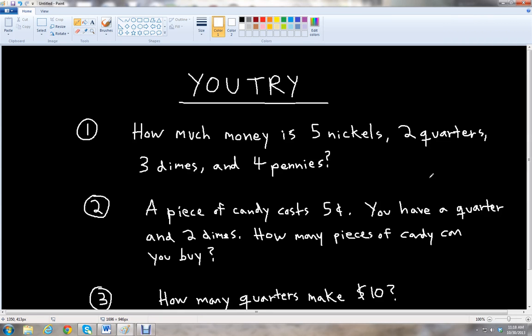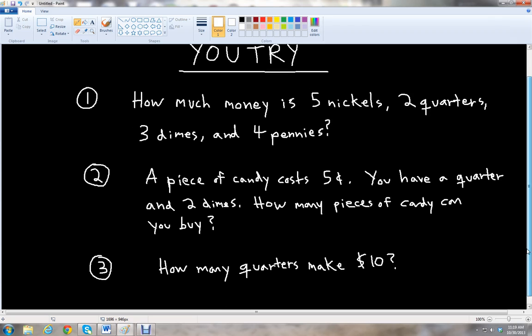The second problem asks, you have a piece of candy in the store. It costs $5, or excuse me, 5 cents. That's an expensive piece of candy, $5. It's actually 5 cents. You have a quarter and 2 dimes. That's how much money you have. How many pieces of candy can you buy at the store? So the piece of candy costs 5 cents. You have 1 quarter and 2 dimes. How many pieces of candy can you buy?